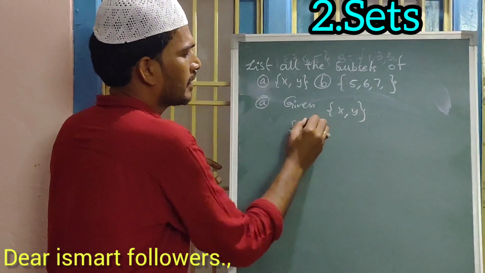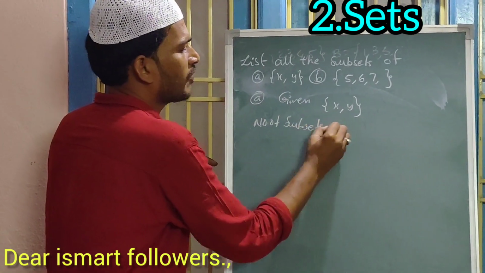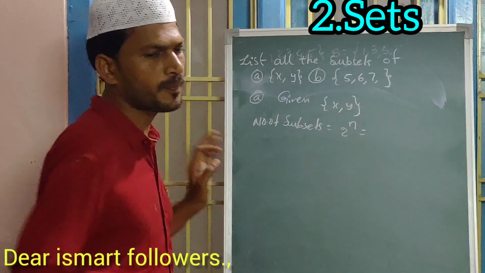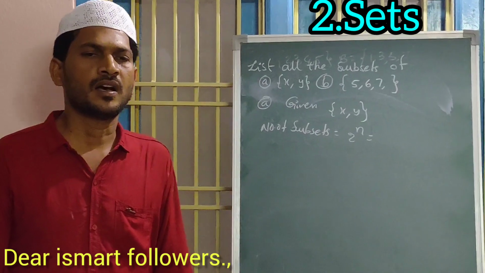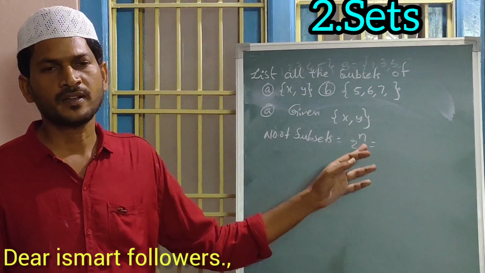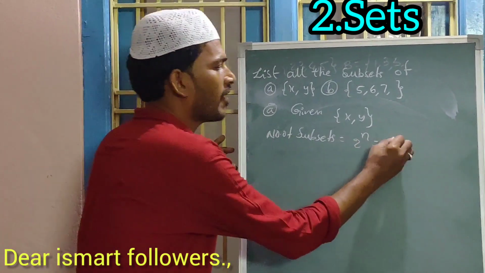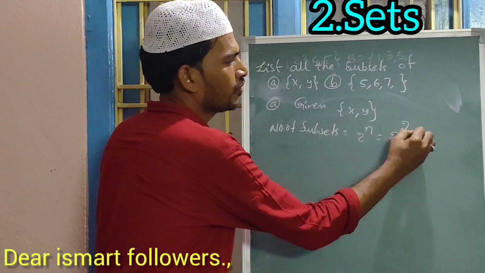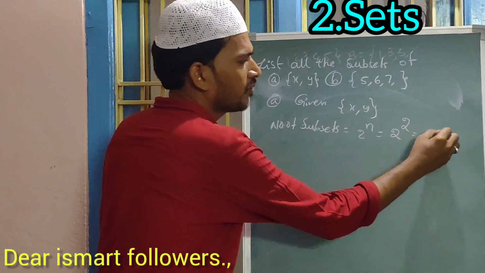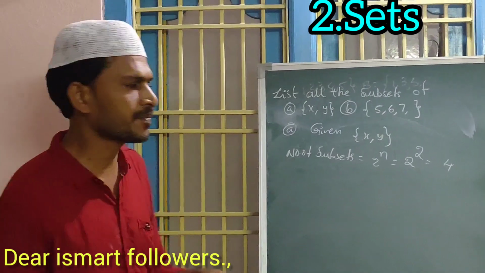So, the number of subsets. There is one formula for the number of subsets: 2 to the power of n. What is the formula? 2 to the power of n. For what? Finding the number of subsets. 2 to the power of n means count the elements here. How many elements are there? 2. 2 squared is 4. How many subsets will come? 4 subsets. What are the 4 subsets?